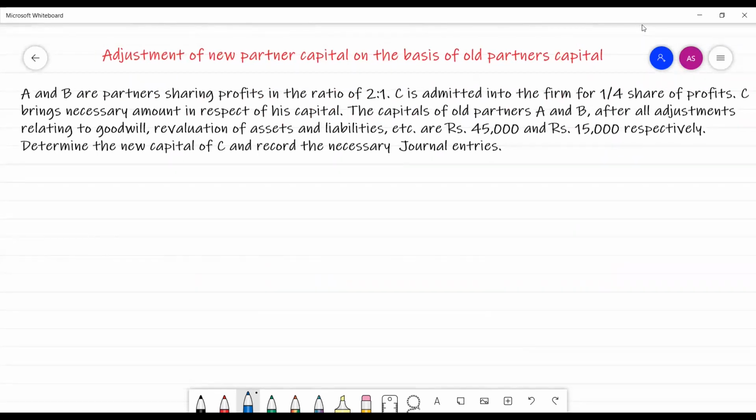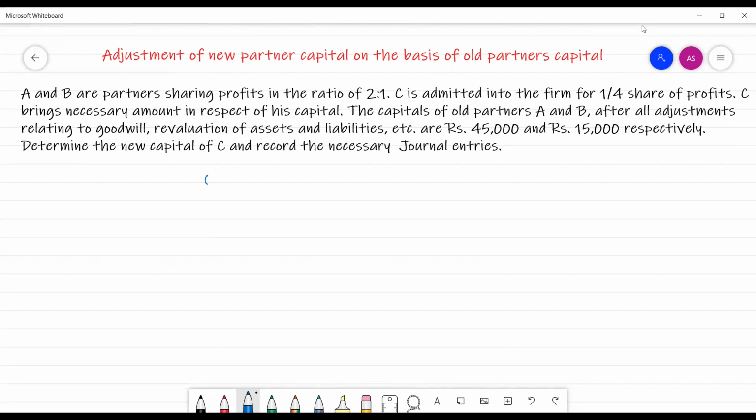Here is one more topic that is related to the adjustment of new partner's capital on the basis of old partners' capital. Now we have to find the new partner's capital on the basis of old partners' capital. The question is the same, but here there is some change in the statement. A and B are partners sharing profit and loss in the ratio 2:1. C is admitted for 1/4 share. C brings the necessary amount of capital. The capital of old partners A and B after adjustments relating to goodwill, revaluation of assets and liabilities are 45,000 and 15,000. You have to determine the new capital of C and record necessary journal entries. Is it clear?